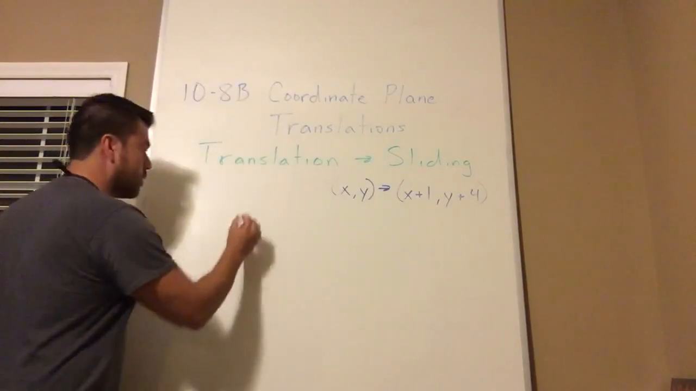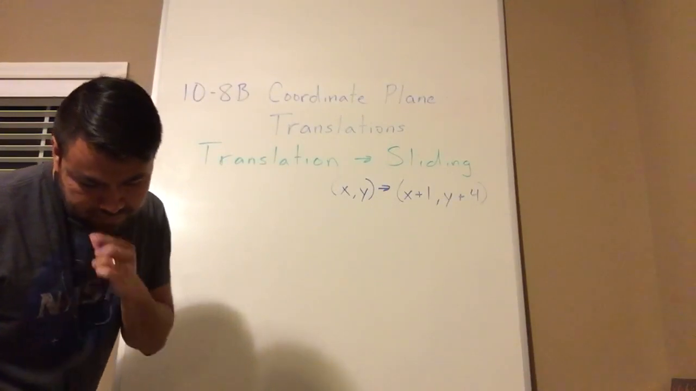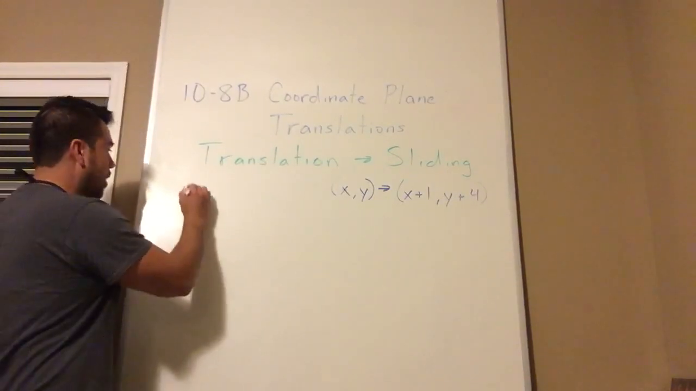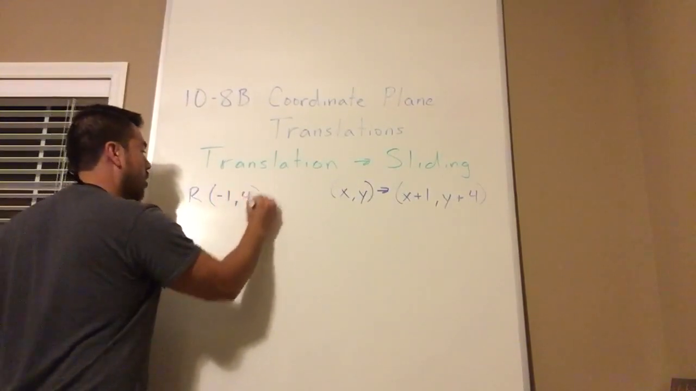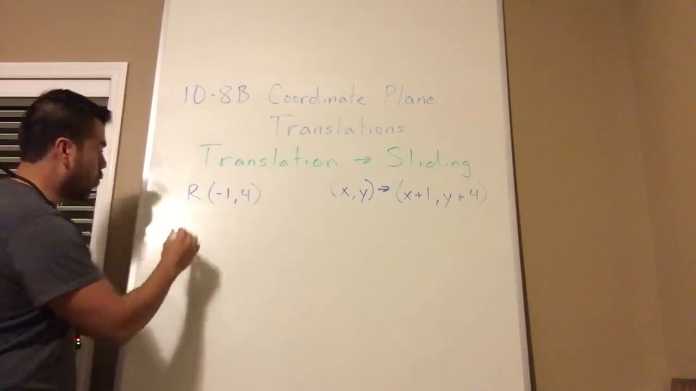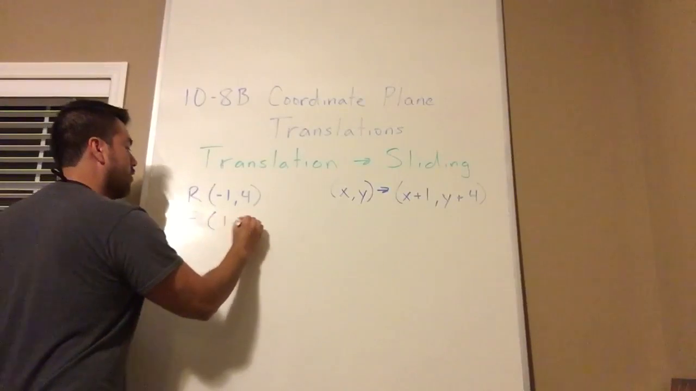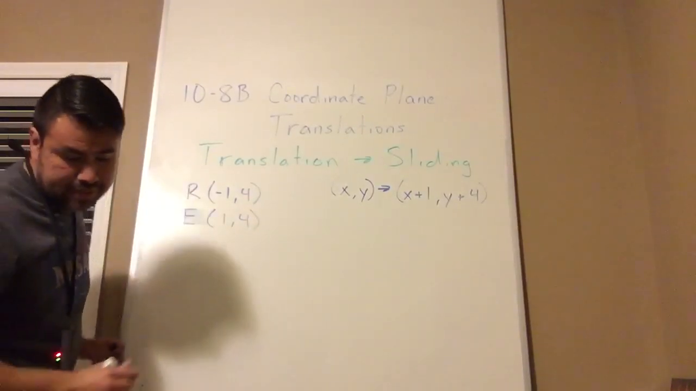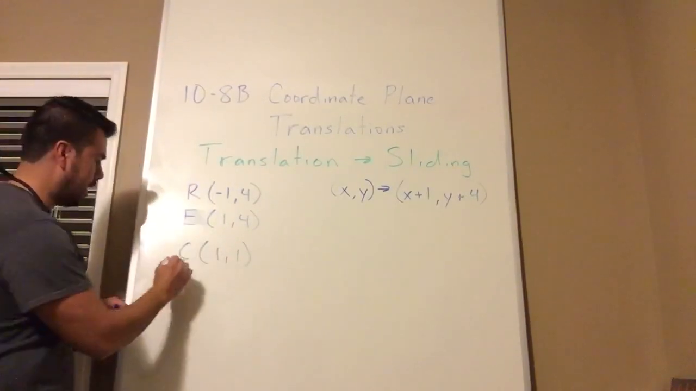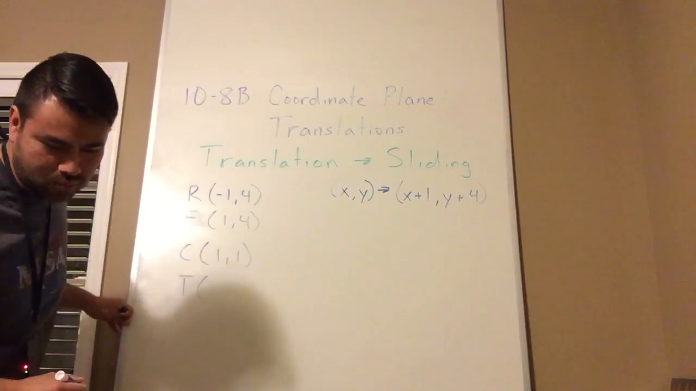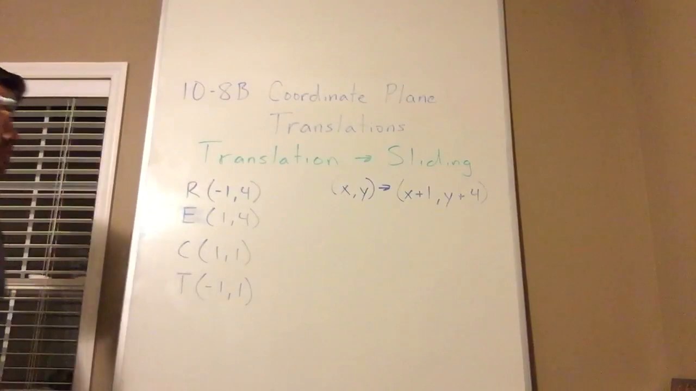So let's look at the original coordinates, and they'll give them to you. I'm actually just going to give the coordinates here. They give me R is -1, 4. E is 1, 4. Then they give me C is 1, 1. And T, well, look, rectangle, -1, 1. Okay, so that's what they gave me here.